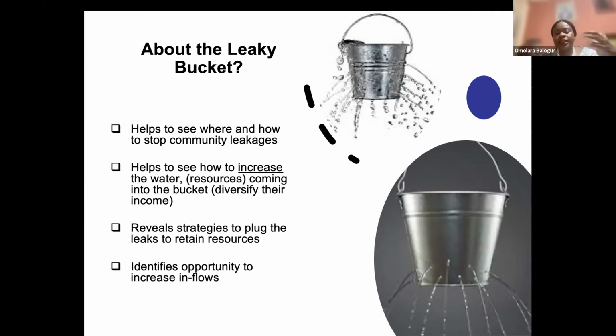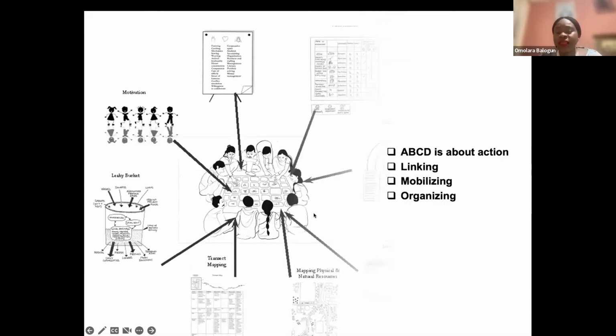The goal of ABCD is for you to mobilize resources from within and have the power to retain the resources without wasting them all. That's exactly what it's saying. So it's about taking action, linking, mobilizing, and organizing as a community, knowing your environment, what institutions and partners are in your environment, what natural assets are in your environment, what assets are within your organization, what kind of people you have in your organization, what your leadership style is. All these things help you to put together an effective ABCD.